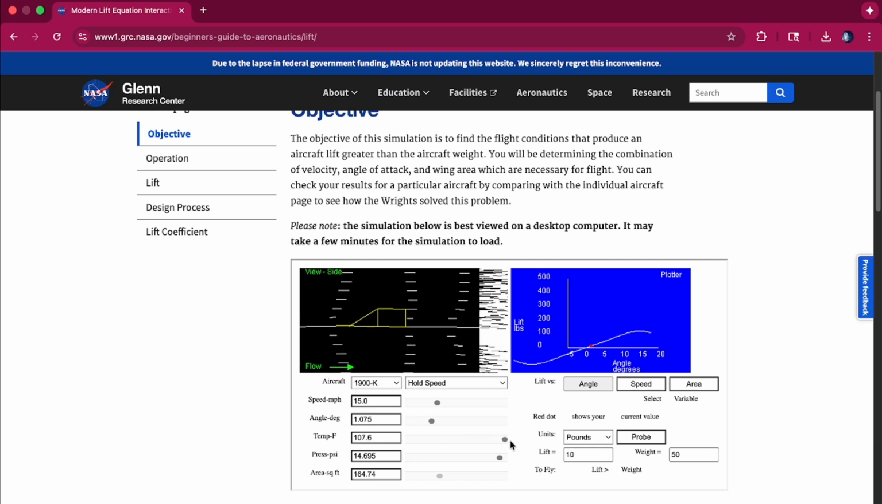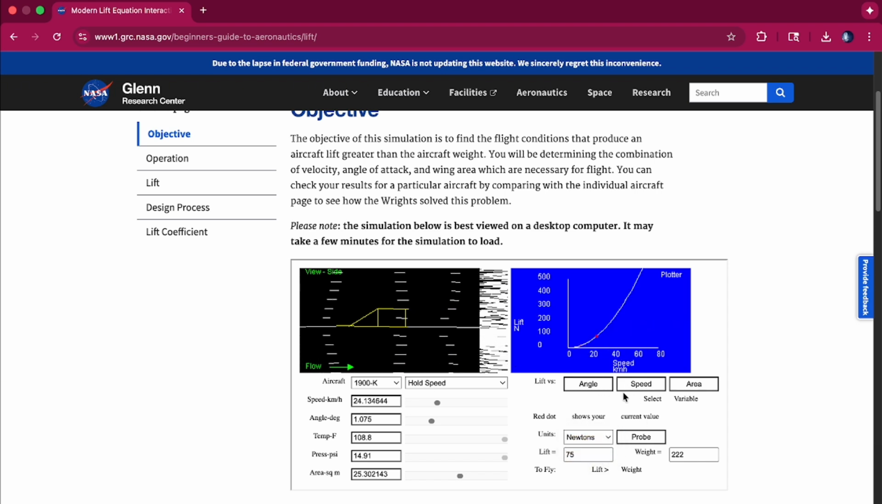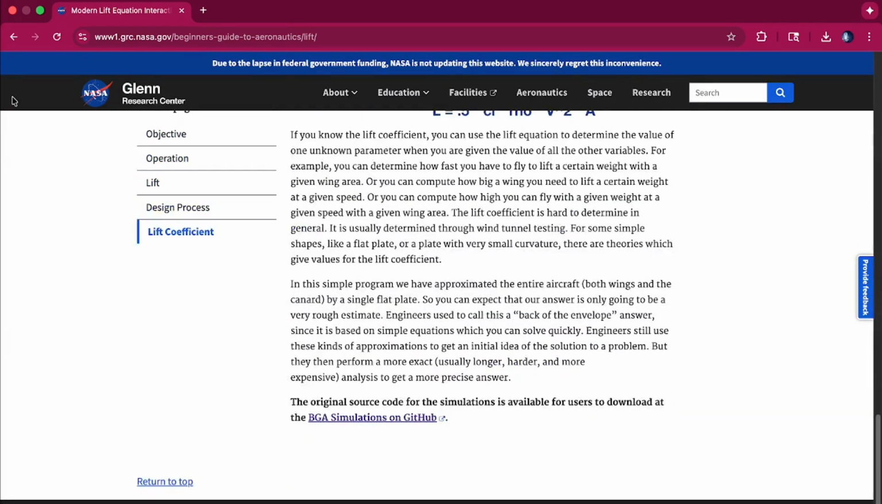The temperature does have an effect to some extent. The pressure in PSI also does too. Area in square feet does a lot of stuff here too. Speed is exponential. Area by itself is just linear, but much slower than the angle, clearly. And if we put this in newtons, it shows the same thing too. That's very, very cool. It's very interesting to see these things work together at once.